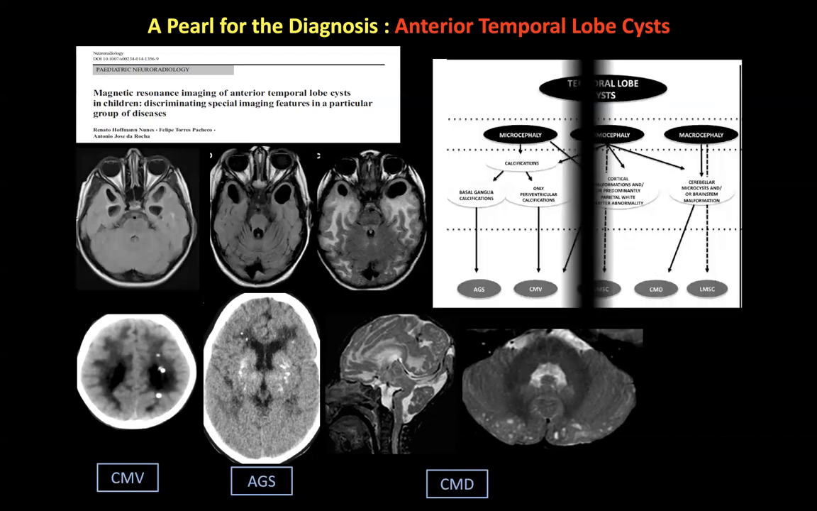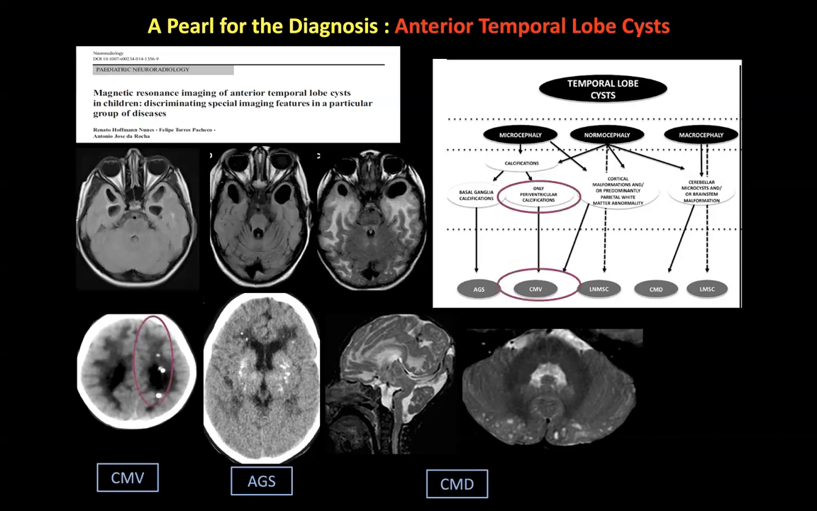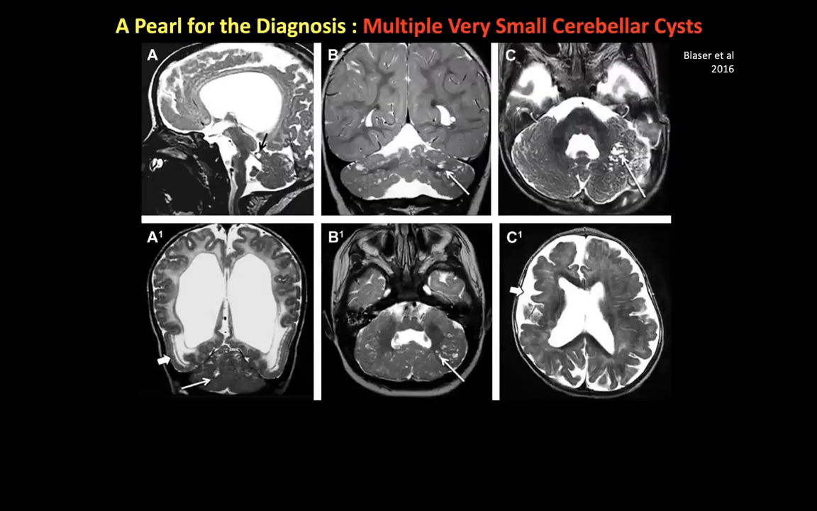And this paper is very nice, and they give you this nice flow chart that you can use to distinguish these diseases from the MLC that I discussed before. So remember, basal ganglia calcification, think Aicardi-Goutières, and periventricular calcification is more common with TORCH infection.